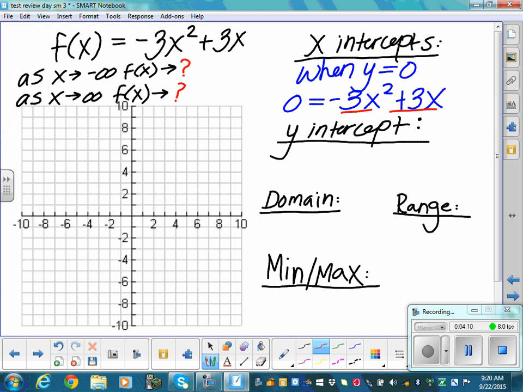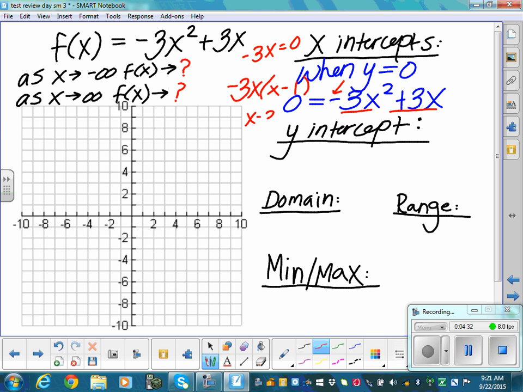A 3 and an x, and there's a negative in front. So I'm going to factor out, it doesn't matter though if this one, it happens to not matter. I'm going to factor out -3x, and then left in parentheses would be x minus 1. Now, aren't those linear? So I can say each of those equal to 0 and solve. So I would set -3x equal to 0, and I would set x minus 1.